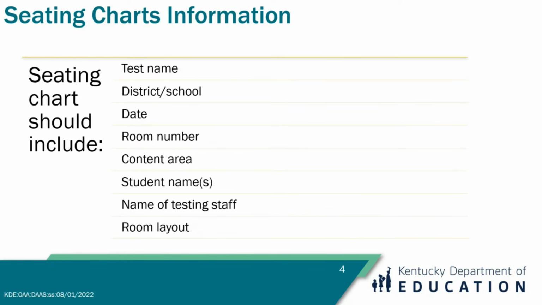What information should be included on the seating chart? The test name, district, and school names, the test date, room number, the content area being tested, all student names, names of all testing staff in the room, and the room layout. The student names should be placed in the appropriate places on the room layout. Some indicate where a student is absent from a seat on the chart.